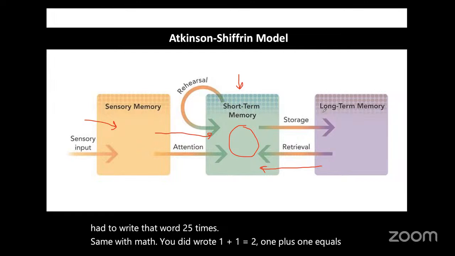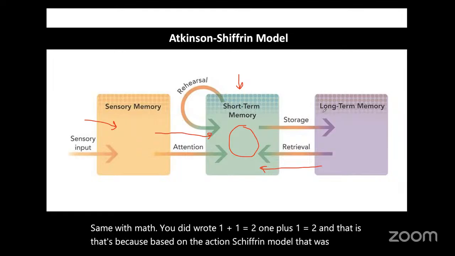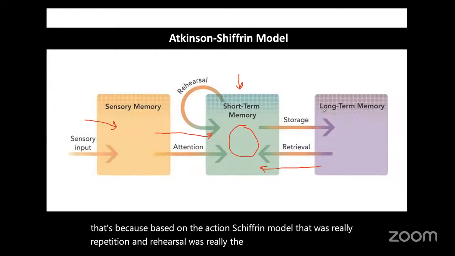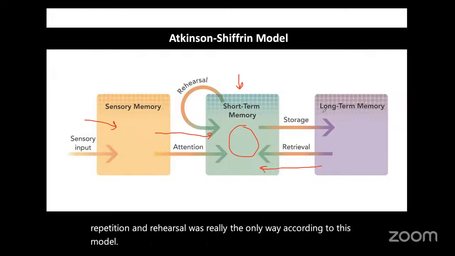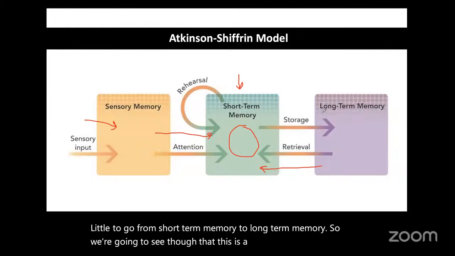1 plus 1 equals 2. And that's because, based on the Atkinson-Shiffrin model, repetition and rehearsal was really the only way, according to this model, to go from short-term memory to long-term memory. So we're going to see, though, that this is a limitation of this model.